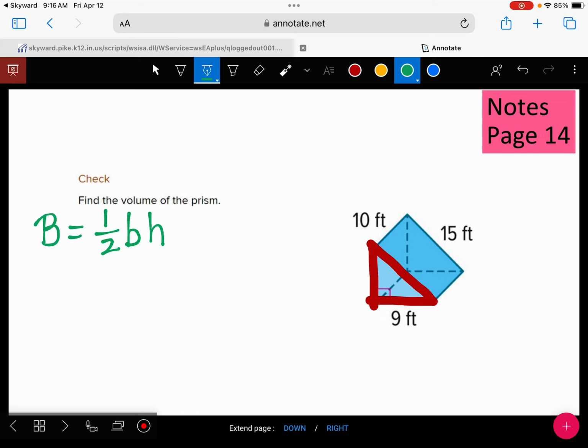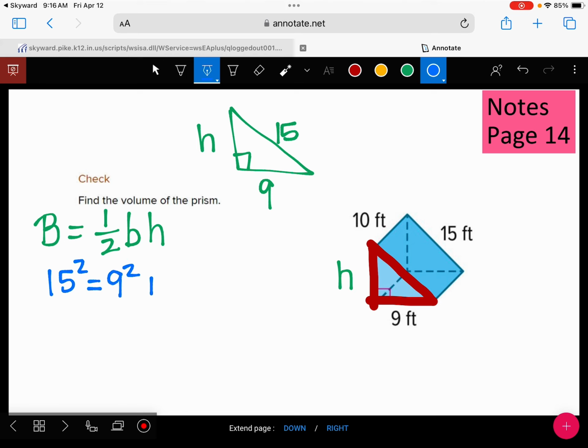So this is a 9. And this one is a little bit harder because they didn't tell us this side here. We have to figure out H. So let's go ahead and figure out H. So I know that this side is 9. And then I know that this side is 15. So I have to find H. And we have to use the Pythagorean theorem to find the height. So 15 squared equals 9 squared plus H squared.